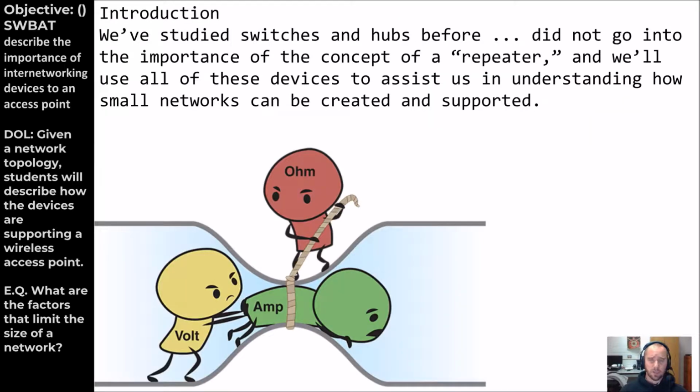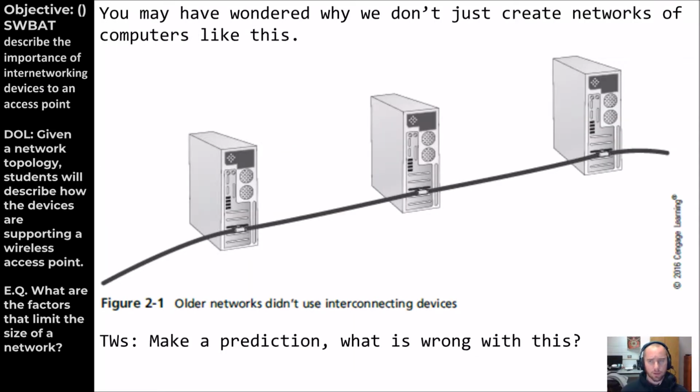So we've studied switches and hubs before, but back then I did not go into the importance of the concept of a repeater. Back then you had just learned that these switches and hubs are connecting multiple computers together, so just something really simple. Now we'll use all those devices to assist us in understanding how small networks can be created and supported. It's very difficult to support a network like this, and this is what the old school networks used to look like. It didn't take us very long before we realized that this was a really bad idea.